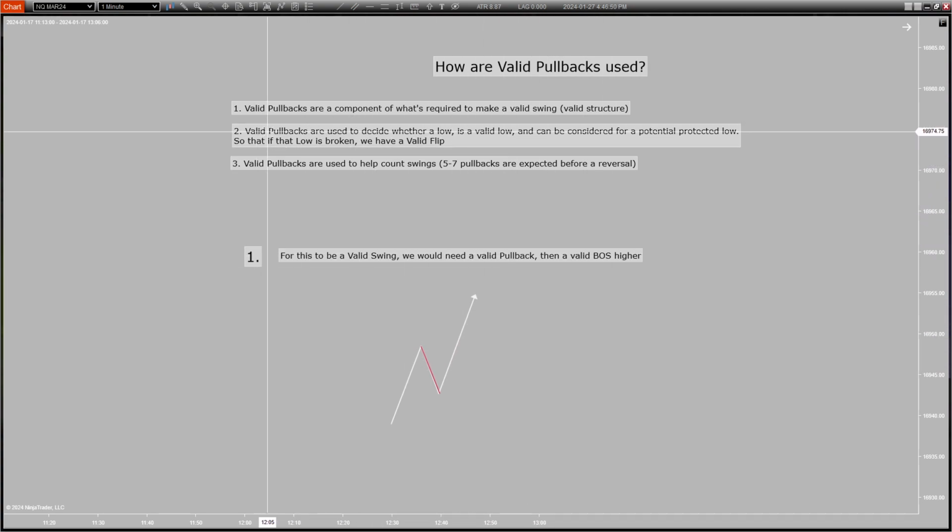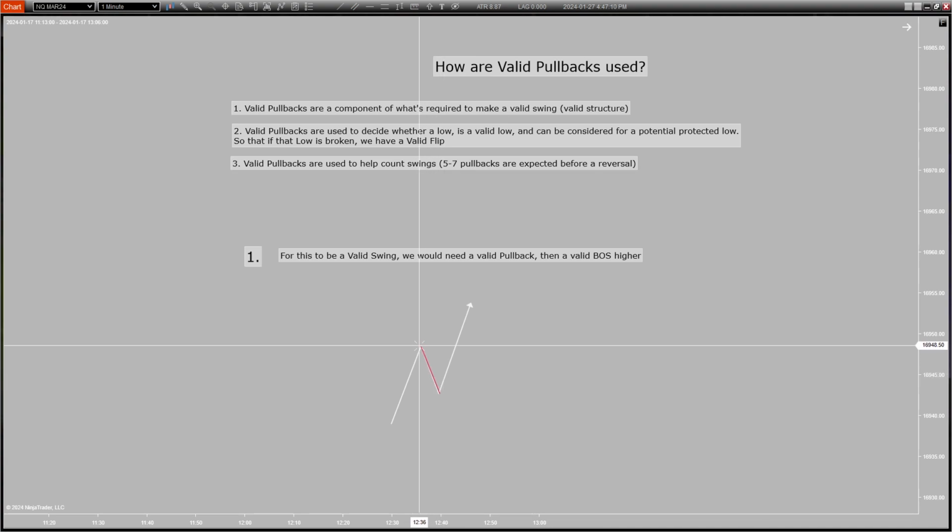Valid pullbacks are also used to decide whether a low is a valid low and can be considered for a potential protected low, so that if that low is broken, we have a valid flip. What that means is, here we have a valid high and a valid low.